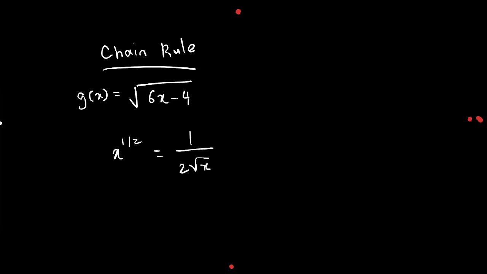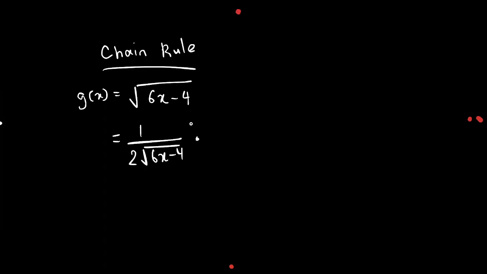But we remember that instead of x, we plug in the inner layer of our composite function. I'm not going to say g of x because we use that again here. So this would be 1 over 2 root 6x minus 4, right? Multiplied by the derivative of 6x minus 4.